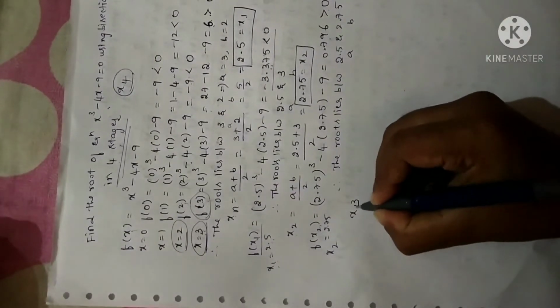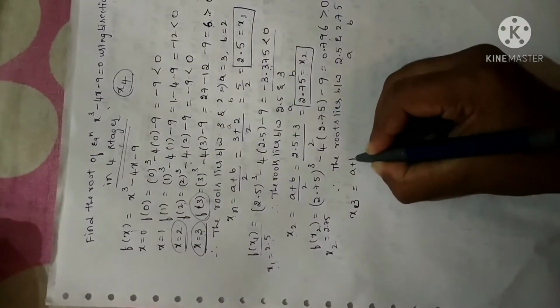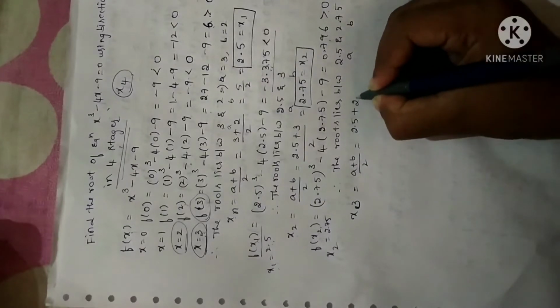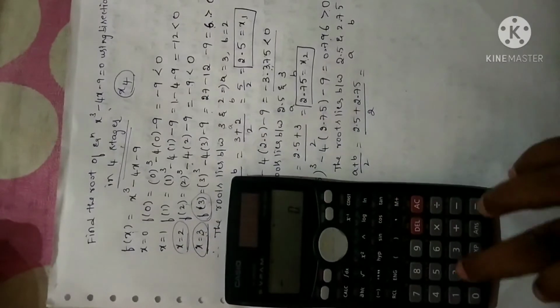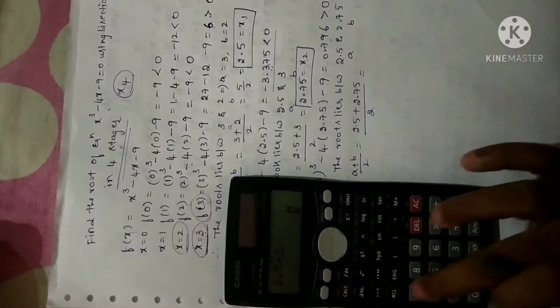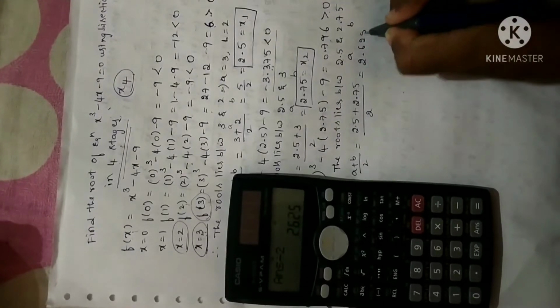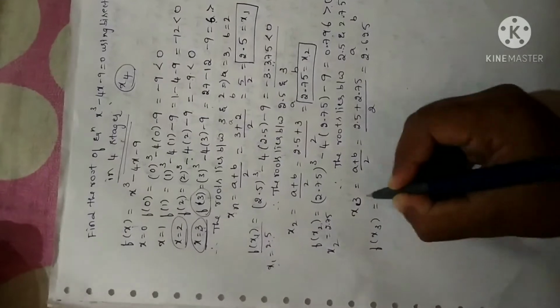Now calculate the value of x3. Why? Because I have done x2 here. So x3 is equal to a plus b by 2. That gives us 2.5 plus 2.75 divided by 2, which gives us 2.625. Now let me calculate f of x3 value.